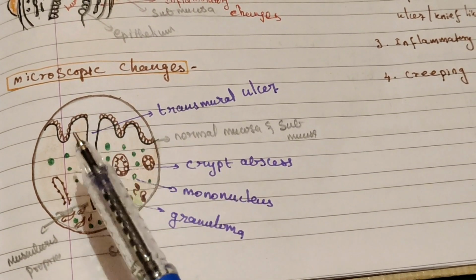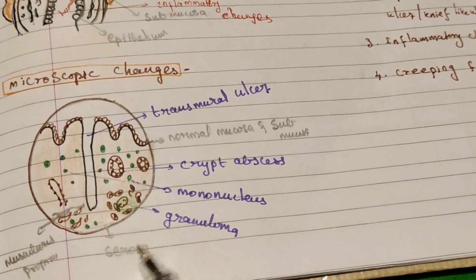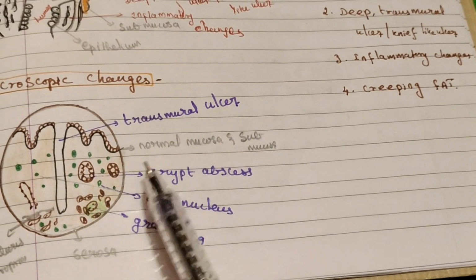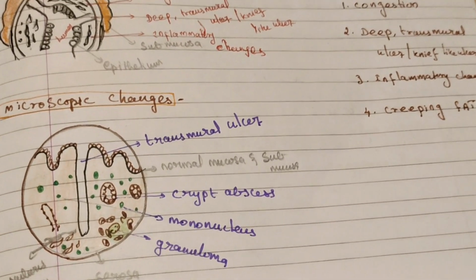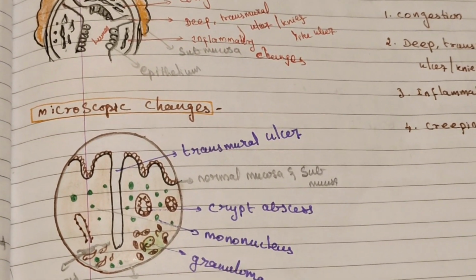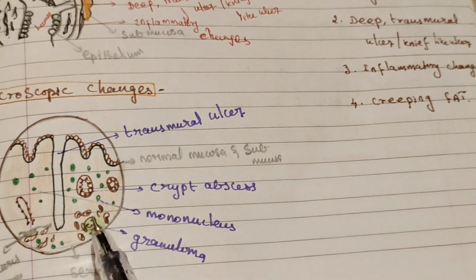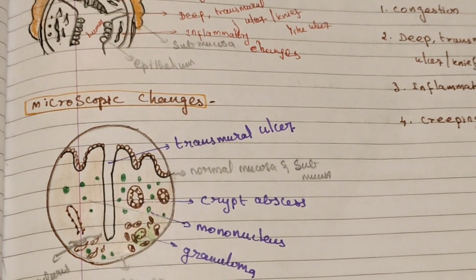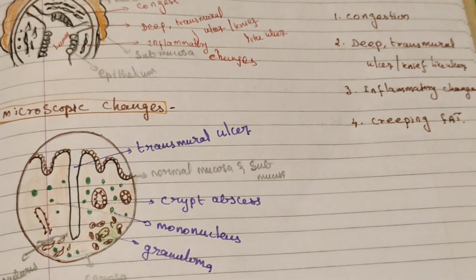So this one shows mucosa, submucosa, muscularis propria and serosa. In this one, the microscopic changes are transmural, followed by crypt abscess, then mononuclear cells and granuloma formation. In the granuloma, Langhans type of giant cells are also found. Here we can find a giant cell. So this is the microscopic changes of inflammatory bowel disease, Crohn disease.